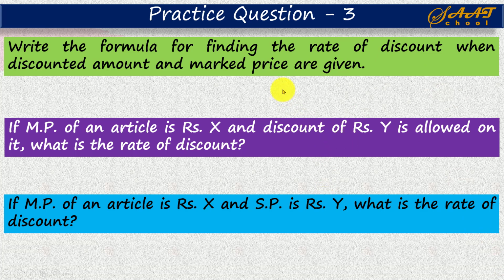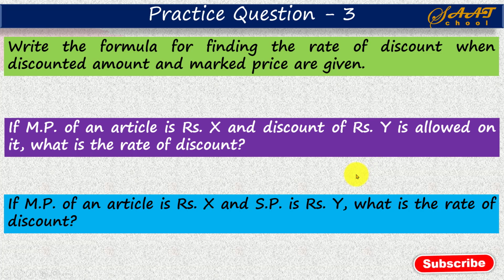The information given is different. So simply here you have to find rate of discount. You have to write the formula for rate of discount when we have discount amount and mark price. Now here the mark price is given, the amount is X and the discount amount is Y. We have to find rate of discount in terms of X and Y. Here we have to find the same rate of discount, but we have the amount of MP and the amount of Y. So we have to find rate of discount in terms of X and Y. The difference is here SP is given, while here discount amount is given.